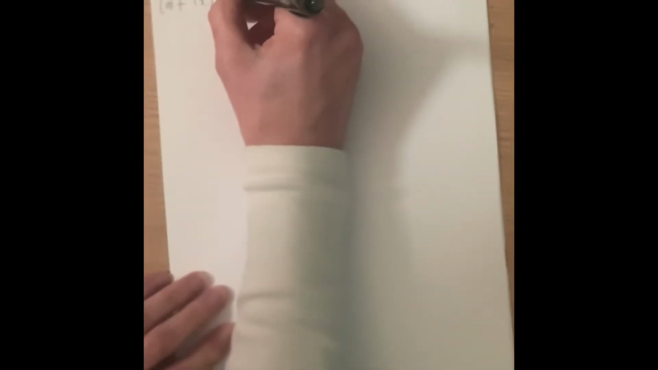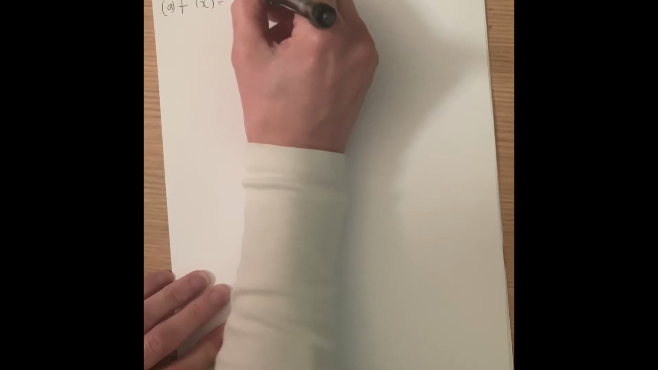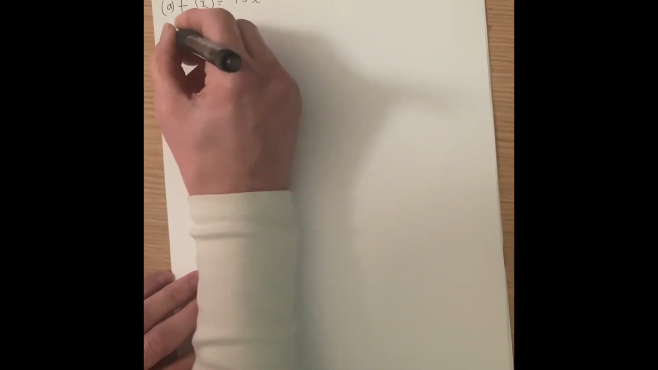Okay, question 1 of the test. We've got f of x is 6x cubed minus 5x. So part A, f dashed x is going to be 18x squared minus 5.